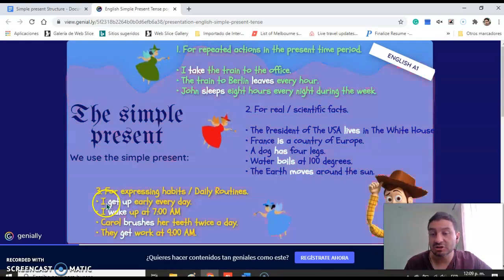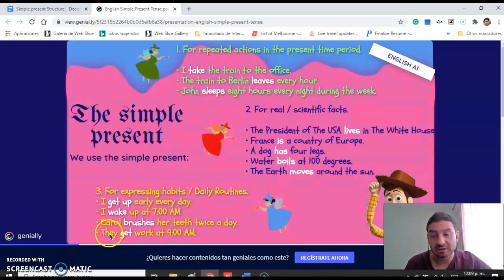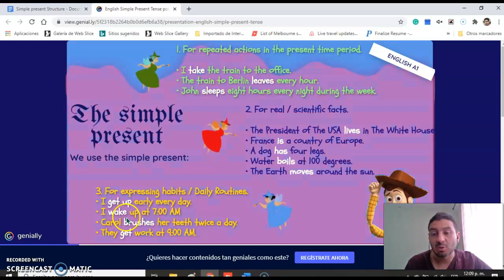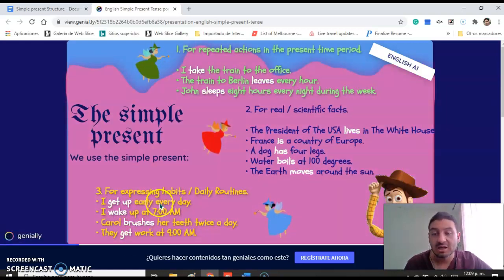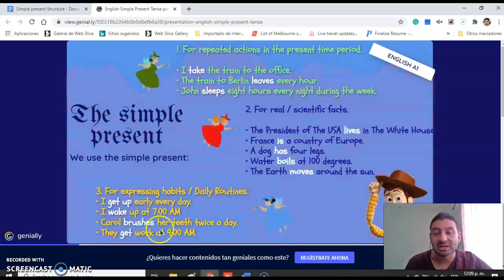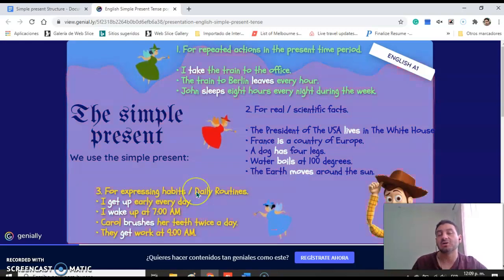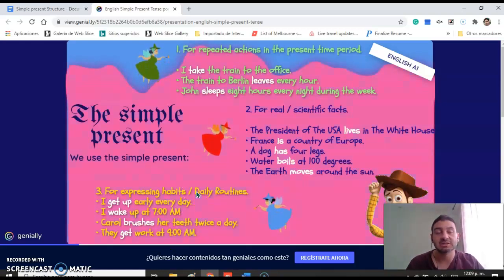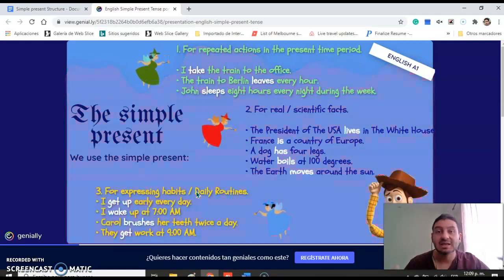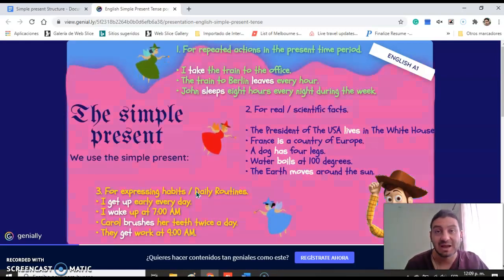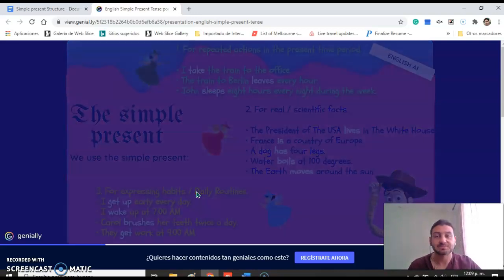Let's have a look at the structure. I, Carol, and they are the subjects; get up, wake up, brushes, and get are the action, the verb. Early every day, wake up at 7 a.m., her teeth twice a day, and work at 9 a.m. are the complements. So the simple present is used with a subject, a verb, and a complement in affirmative, positive sentences.